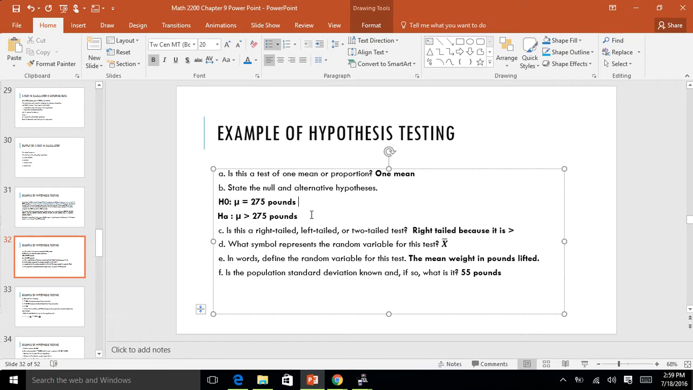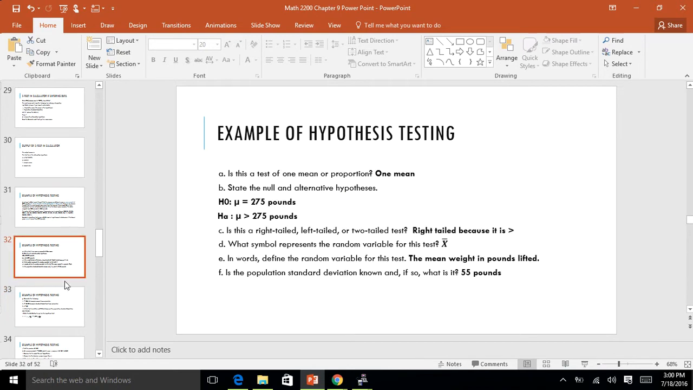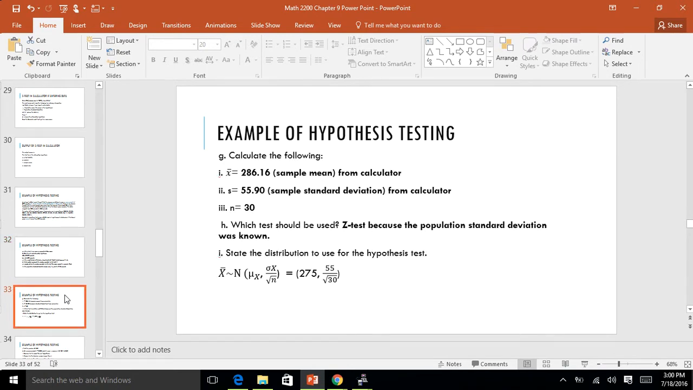And then it asks, is this population standard deviation known, and if so, what is it? It's 55 pounds. And I got that actually from right here in the problem. It is known that the standard deviation is 55 pounds. So I know what it is. So I'm going to keep going. So the next part, calculate the following.